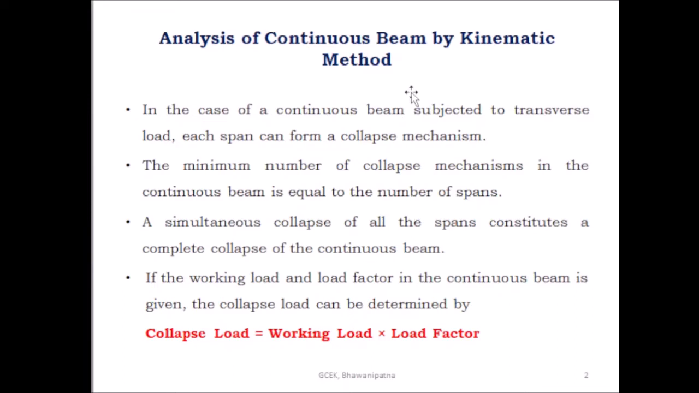Then we will discuss the analysis of continuous beam by kinematic method. In the case of a continuous beam subjected to transverse load, each span can form a collapse mechanism. So, in this case, the minimum number of collapse mechanisms in the continuous beam is equal to the number of spans. A simultaneous collapse of all the spans constitutes a complete collapse of a continuous beam.